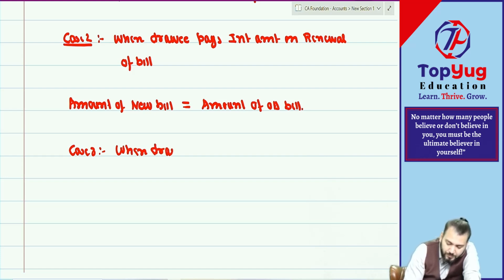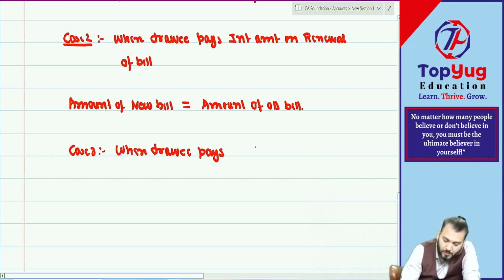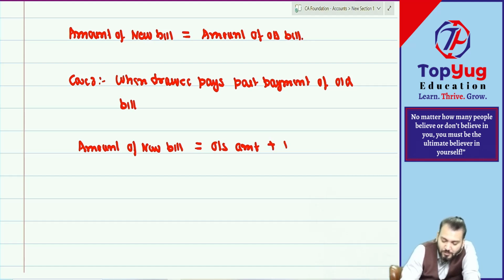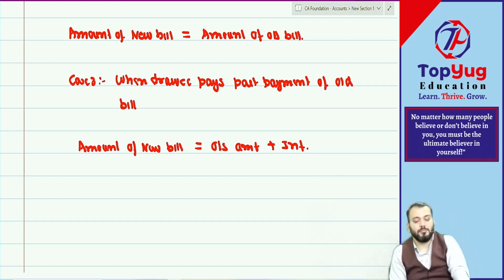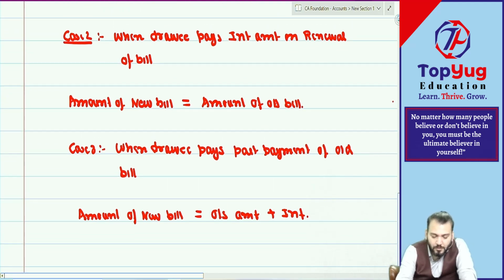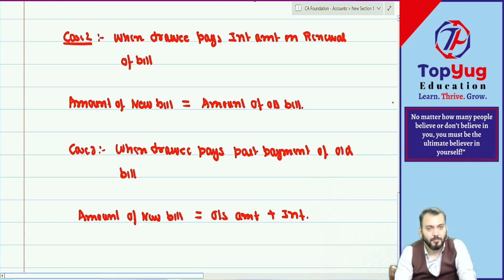Case 3: when the drawee makes part payment of the old bill, meaning some amount is paid, then the amount of the new bill will be what? Very good. It is the outstanding amount, which we already calculated, plus what? Interest. They may confuse you with the information given in the question. Read the question carefully. Have you understood this point? Correct.